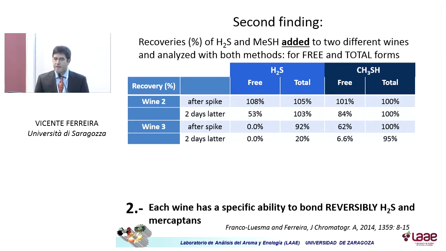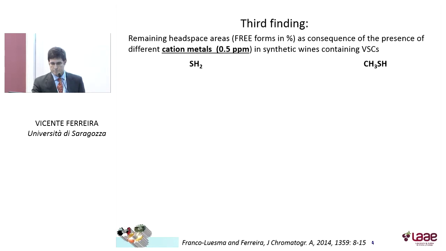So the second finding is that each wine has a specific ability to bond reversibly hydrogen sulfide and mercaptans. Quindi la seconda scoperta che abbiamo fatto è che ogni vino ha una propria specifica abilità di legare in maniera reversibile l'idrogeno solforato e i mercaptani in genere.